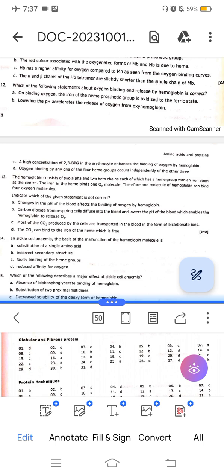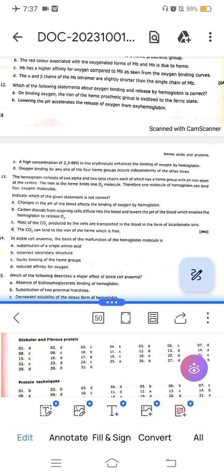13 D is not correct. That means most of the CO2 produced by the cells is transported in the blood in the form of bicarbonate ions. That is not true, but all other statements turn out to be true. So changes in the pH of blood affect the binding of oxygen by hemoglobin.